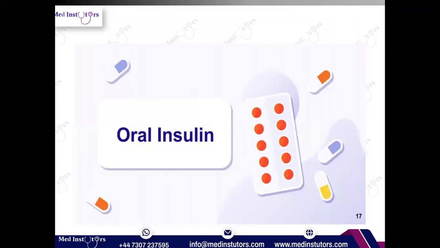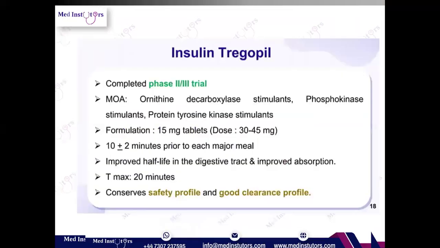Now the scientists are working on oral insulins nowadays. We have one, insulin tregopil. It's an ultra fast acting analog insulin. It is in the pipeline, having completed phase 2 and phase 3 trials. The mechanism is that they are stimulating ornithine decarboxylase, phosphokinase stimulants, and protein tyrosine kinase, mimicking the action of insulin. Remember the name, insulin tregopil.